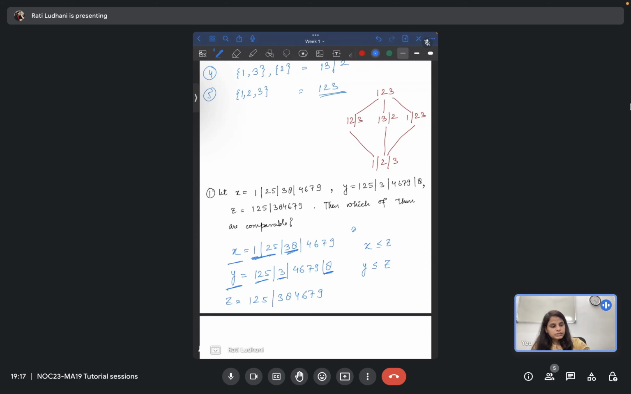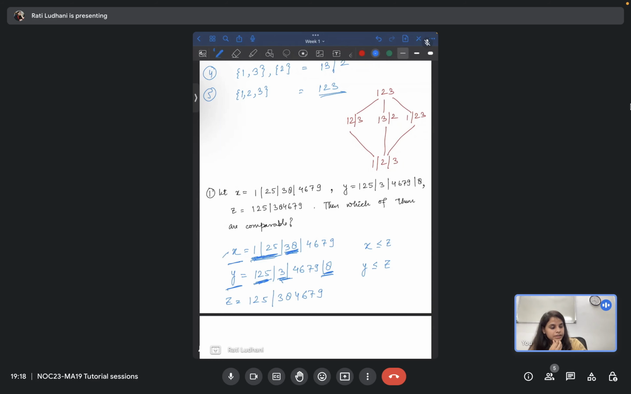So you cannot say x is less than or equal to y, because 1 to 5 is okay, but 3 8 will be a problem. It should be a refinement, so 3 and 8 should be in different sets. So there is no relation of this kind. And on the other side also, if you take y and x, 1 and 2 5 in x is a refinement, so this won't work. So basically there is no relation between x and y.